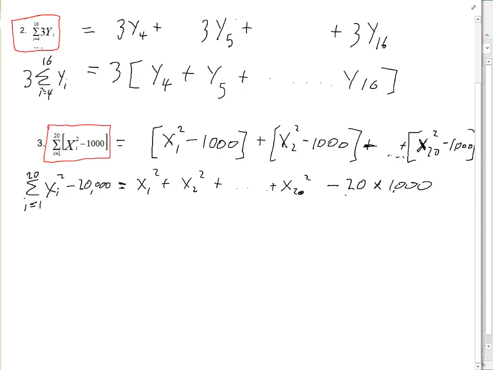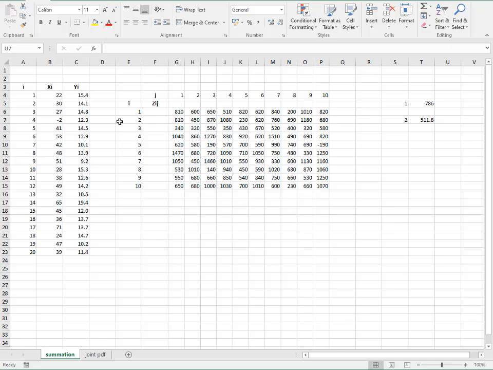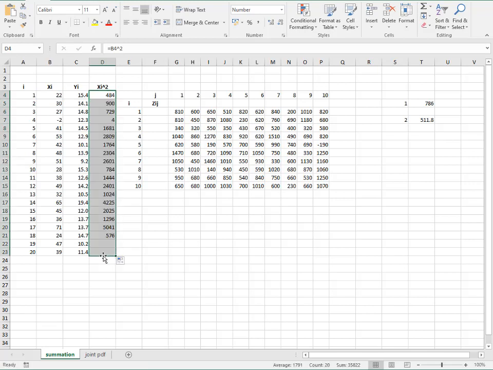Unfortunately, we can't simplify it much more because we still have to add these things up. And here, there's no real way around this. This time, we're going to have to insert an extra column, like so. So we're going to need an x squared column, and that's going to be these values to the power 2. So that's xi squared. So we've got x1 squared, x2 squared, all the way up to x20.